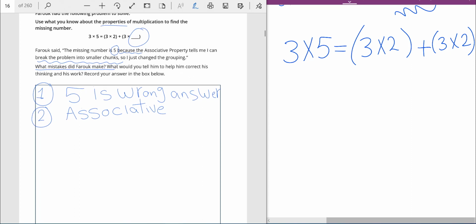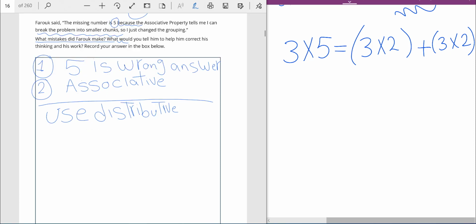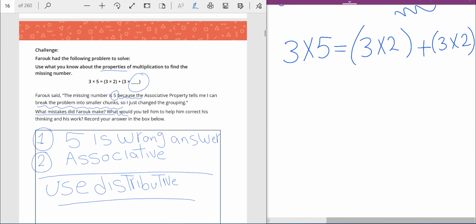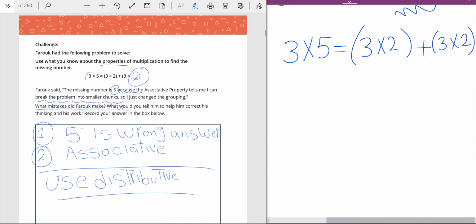Okay, the second question: what would you tell him to help him correct his thinking and his work? How can he fix his mistake? Okay, we can say that he should use the distributive property. So the correct answer will be 2, not 5. So we can write 2 here because 3 is not distributed, but 5 is distributed into 2 and 3. 5 equals 2 plus 3.